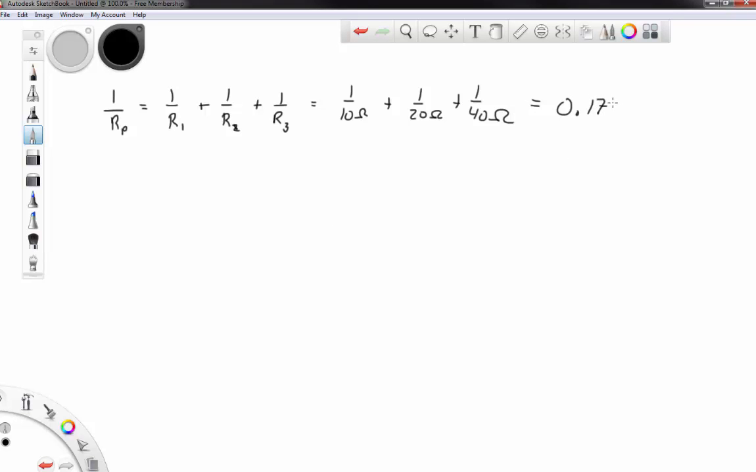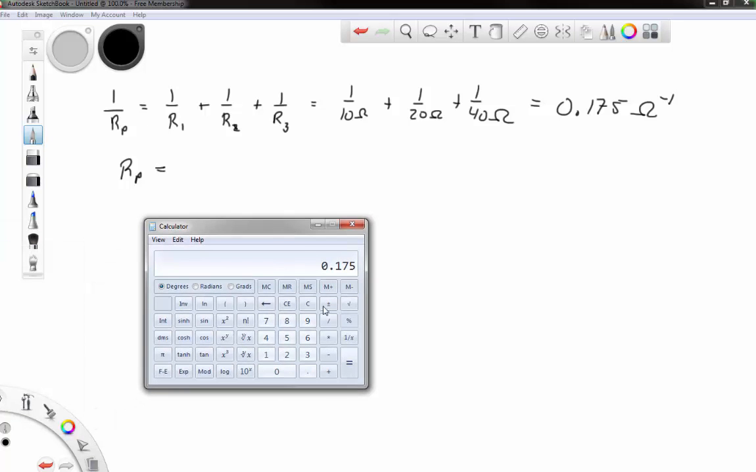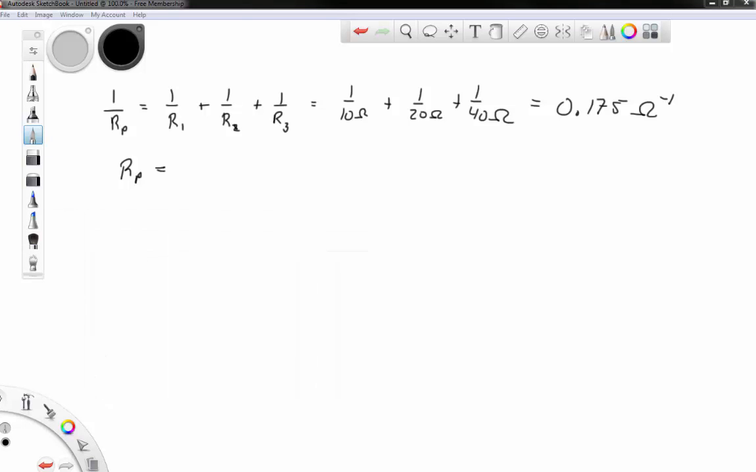So all of this is basically 0.175 inverse ohms. And so the total parallel resistance is going to be 1 divided by whatever that is. So we could do 1 over x, and we come up with 5.71. So we'll call it 5.7143 ohms, just for fun. Obviously, we don't have quite that many significant figures. It's really just going to be these 2 digits.